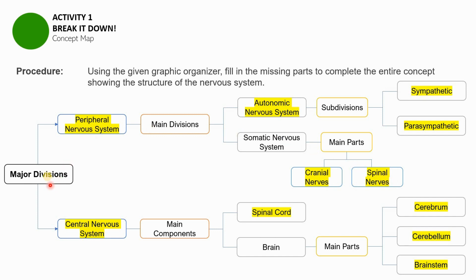On the other hand, one of the major divisions of the nervous system, the central nervous system, has the following main components. The first main component is the spinal cord, and the spinal cord is just left as it is. The second main component of the central nervous system is the brain. And the brain, based on our discussion, is composed of the following major parts. The first part is the cerebrum, the second part is the cerebellum, and the last part is the brain stem, over here.